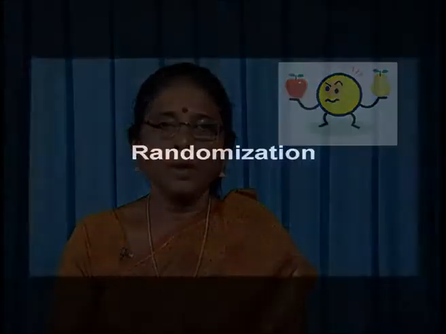Yes, students, I said that we need two groups to conduct an experiment. How are we going to form these two groups? On what basis are we going to group them? There are two ways by which we can do it. One is randomization and the other one is matching.